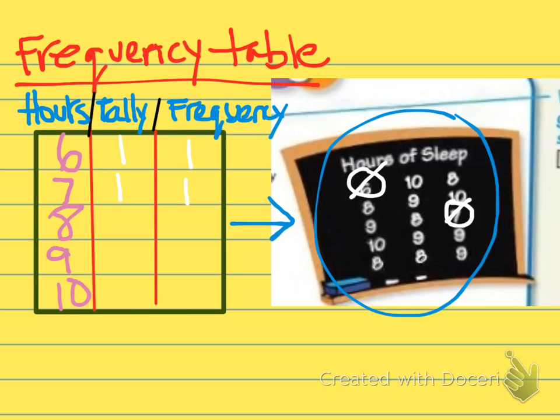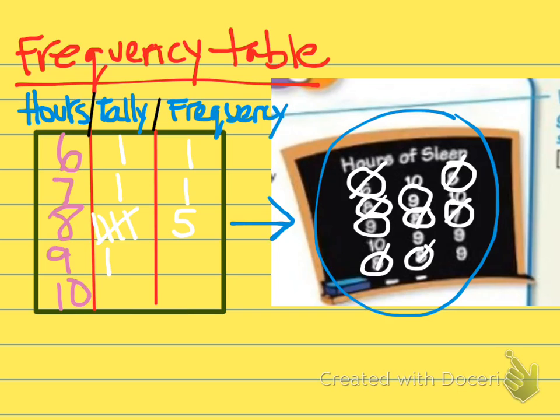Then 8. Let's see how many 8s we get. We see a repeat. We have 1, 2, 3, 4, 5. So we're going to do 1, 2, 3, 4, 5. Five marks here, and that means that 5 times it was listed in the information. And then let's look at how many 9s. We could do it like this if you want to mark one at a time as you're circling. There's 2, 3, 4, and then 5. Looks like 5 here as well. Then we say the frequency was 5. It was listed 5 times by 5 different people.